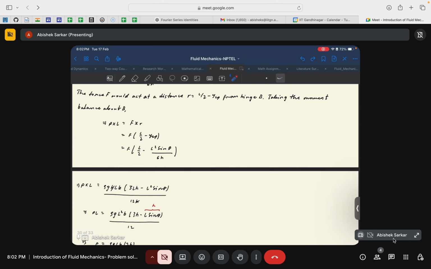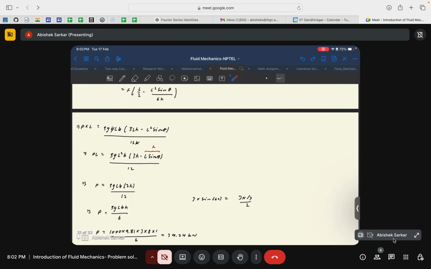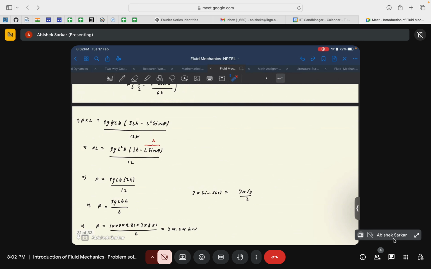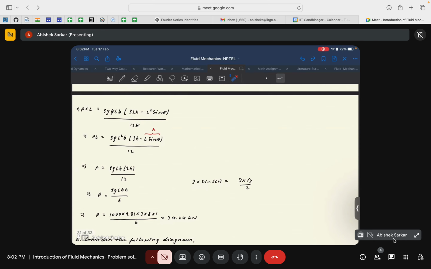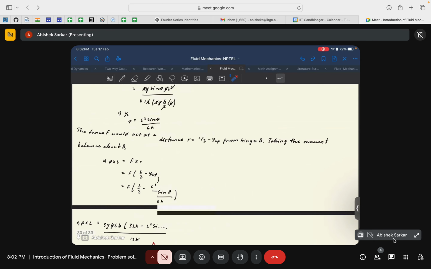So P times L is equal to F times (L by 2 minus ycp). Ycp is L squared sin theta by 6h. Then just substitute the value of F in the expression and simplify it. I am not doing it for now, just do that. Then you will get PL is equal to rho g L squared b times (3h minus L sin theta) by 12.